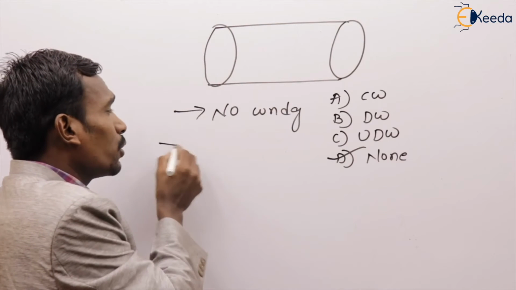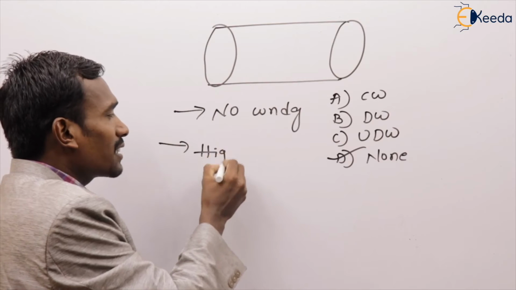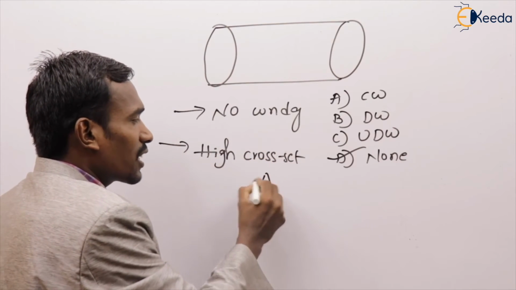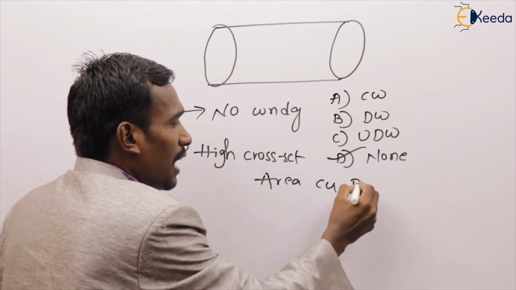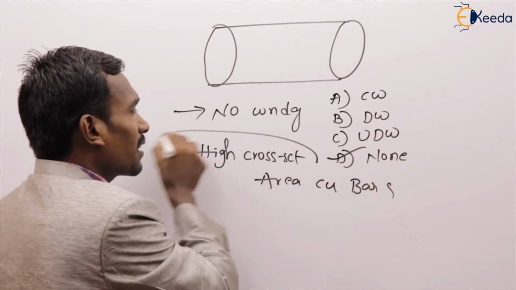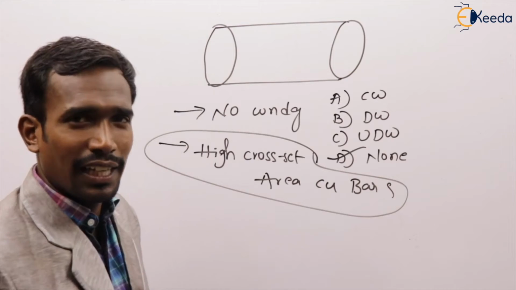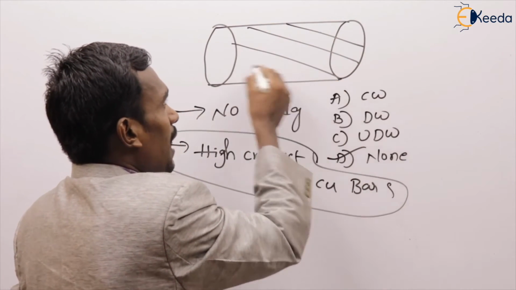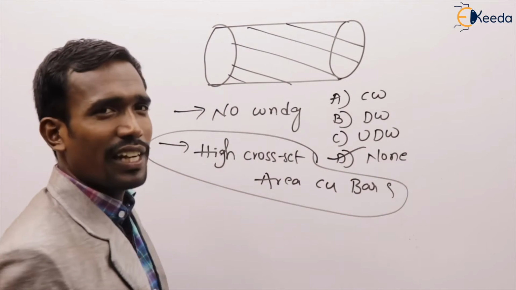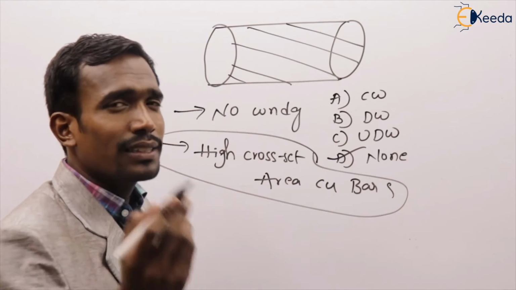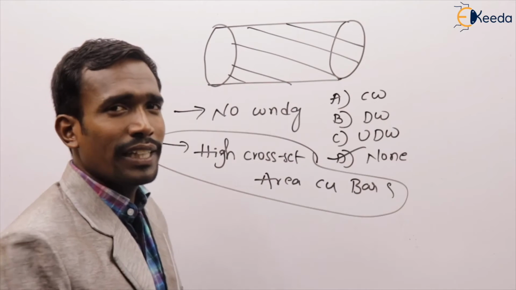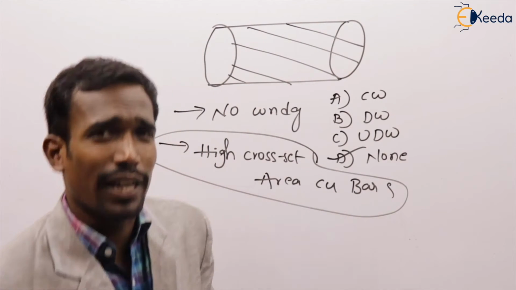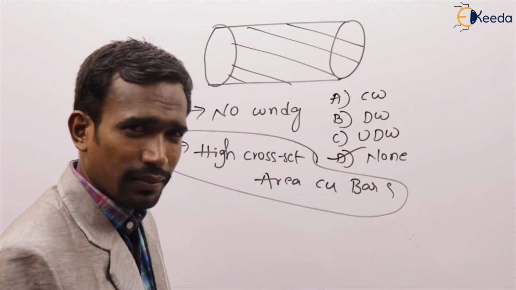But we are using high cross-sectional area copper bars here, like this. In the squirrel cage induction machine, we are using high cross-sectional area copper bars only. There is no winding.